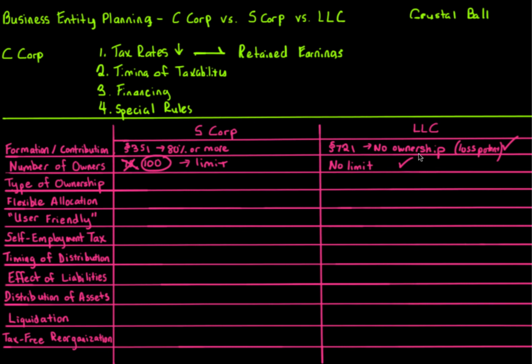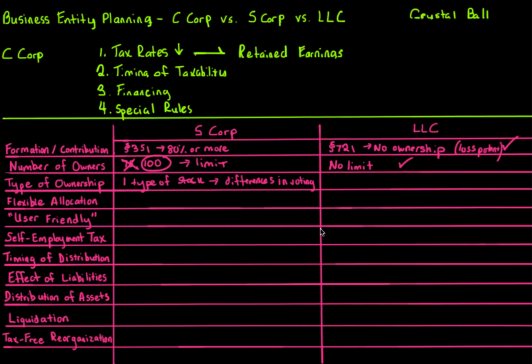Okay, type of ownership. So if you recall, an S corporation can only have one type of stock. Now, you can have differences in voting, but you can't have differences with respect to distribution. That's very important. Differences in voting is fine, but differences with respect to distribution is not fine, because the main idea of preferred stock over common stock is the liquidation preference.